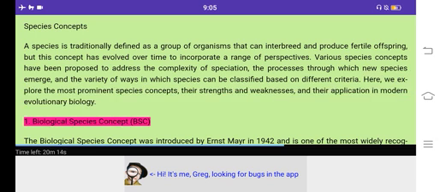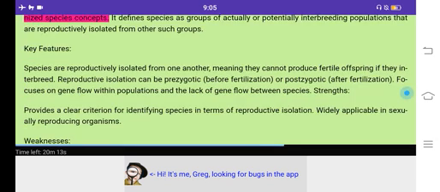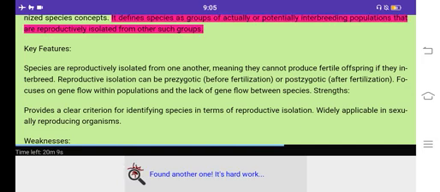1. Biological species concept, BSC. The biological species concept was introduced by Ernst Mayr in 1942 and is one of the most widely recognized species concepts. It defines species as groups of actually or potentially interbreeding populations that are reproductively isolated from other such groups.